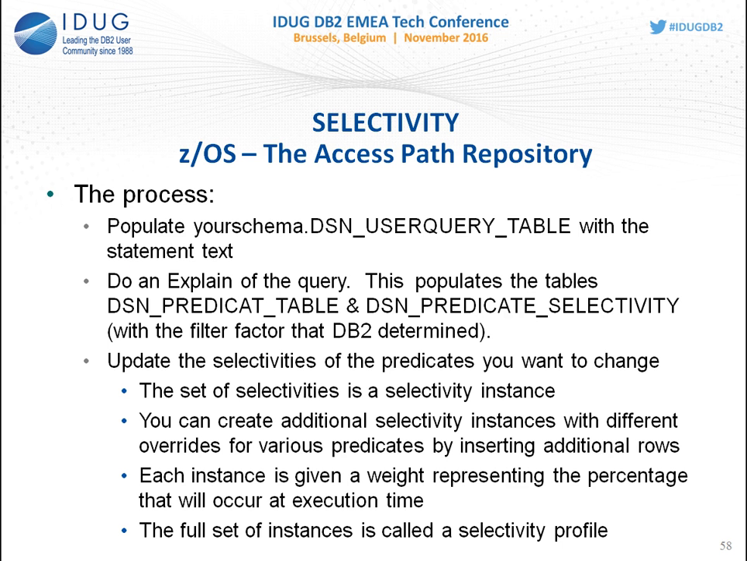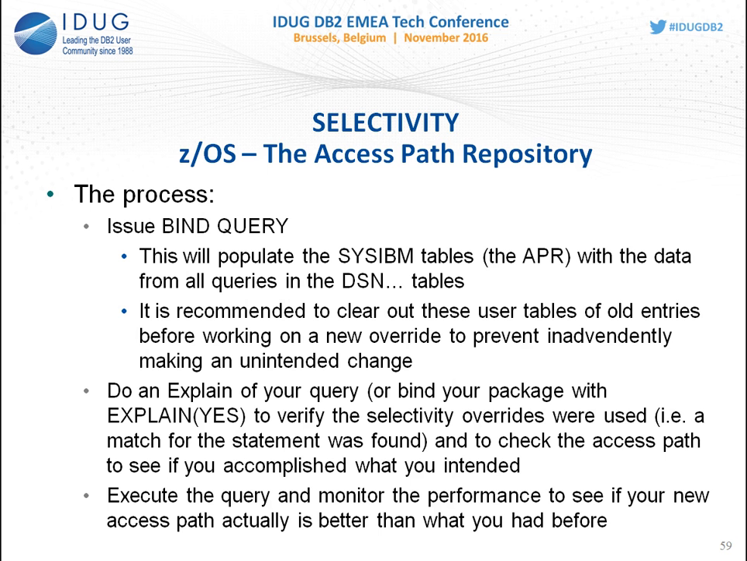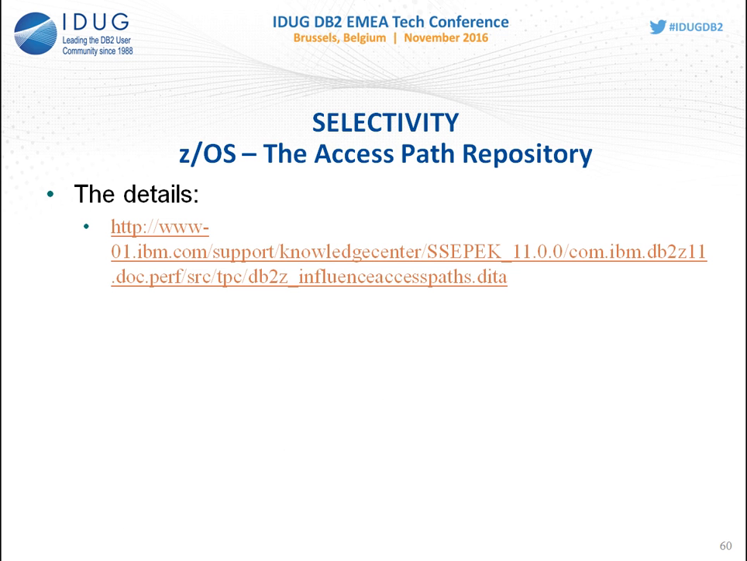So the process is you issue a BIND QUERY, which will populate the IBM tables, do an EXPLAIN on your query to verify that it's using the access path you wanted, and then of course you have to execute the query and monitor it to see if it really did improve things over the access path you would have gotten. And that link has all the details of how to do it.